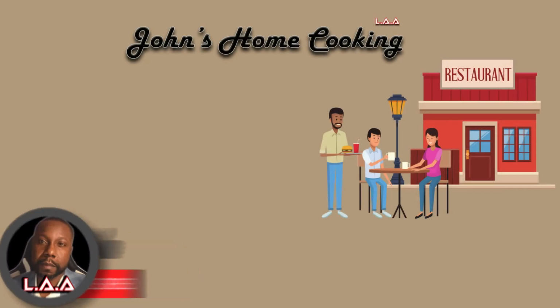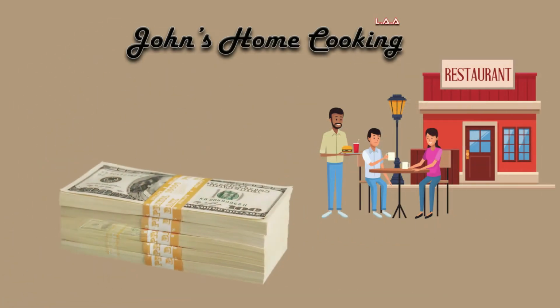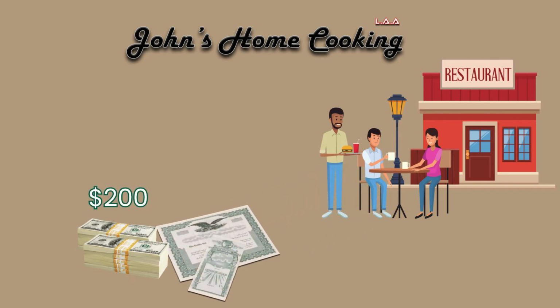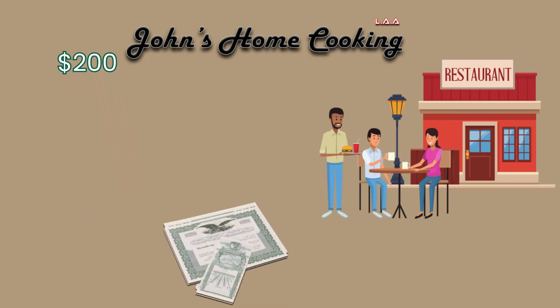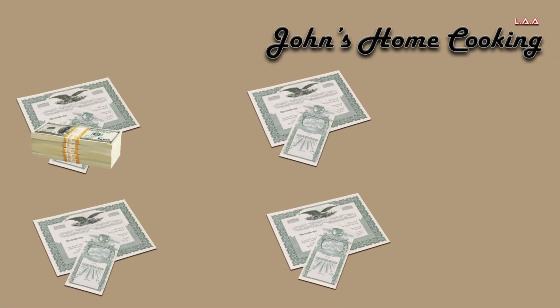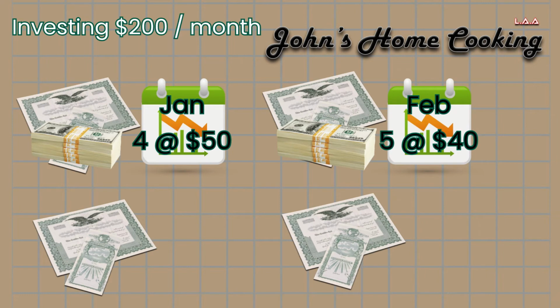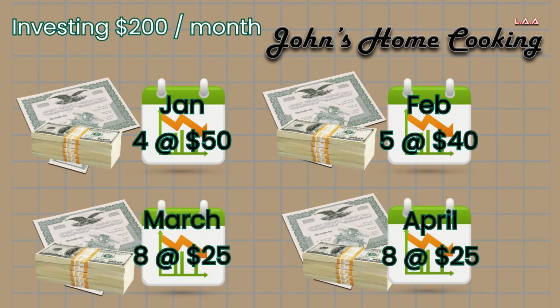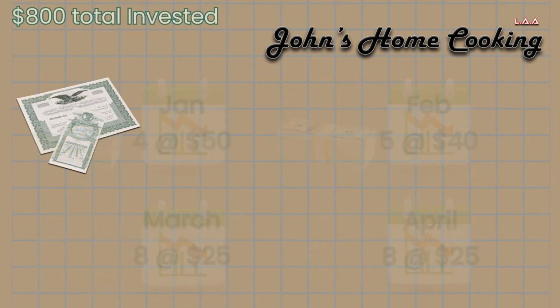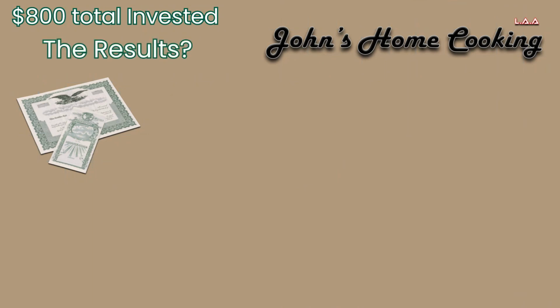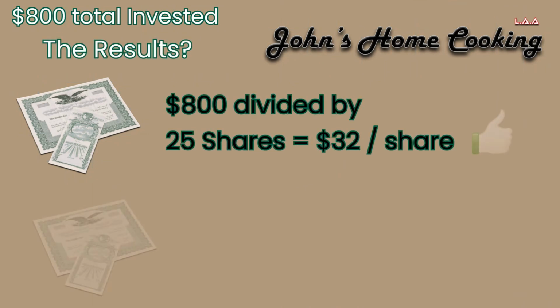In this example, I purchased $200 worth of stock in John's Home Cooking Restaurant each month for 4 months. In January, the value of the shares dropped to $50, so I buy 4. In February, the stock is worth $40, so I buy 5. In March and April, I buy 8 shares of John's Restaurant, which dropped in price to $25 each. Overall, my purchase of 25 shares ended up with an average price of $32 per share.